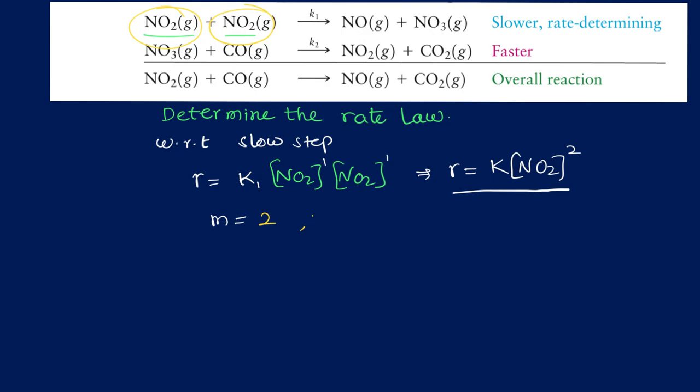Next one, order. Order is the sum of the powers of the concentration terms of the reactant in the rate law. In this rate law, what is the power here? 2. Therefore, this is a 2. This is called the order of reaction. This is molecularity.